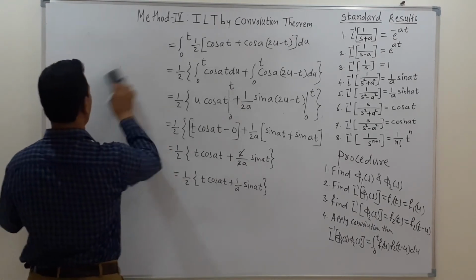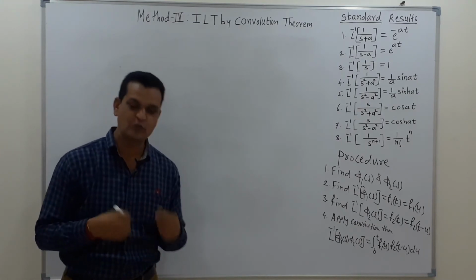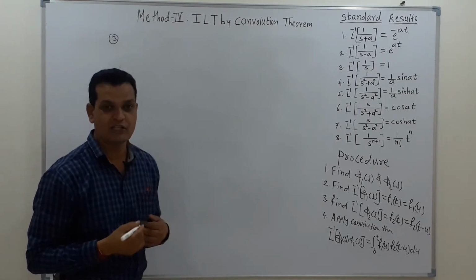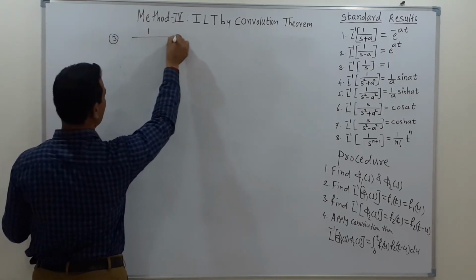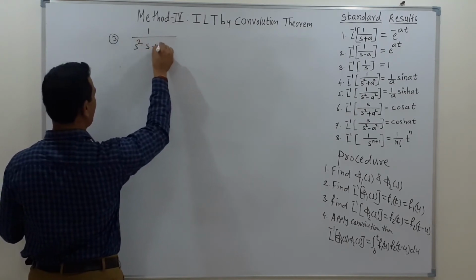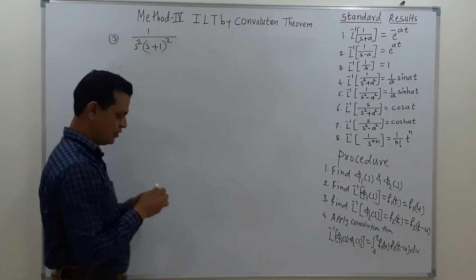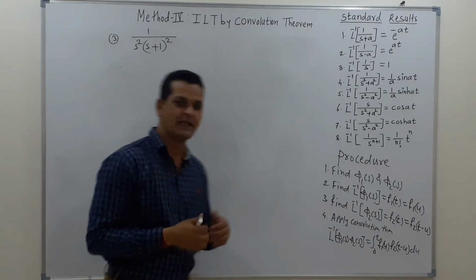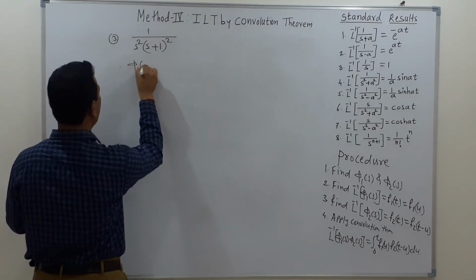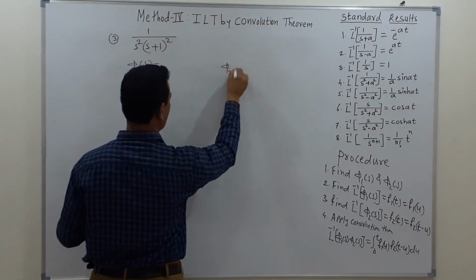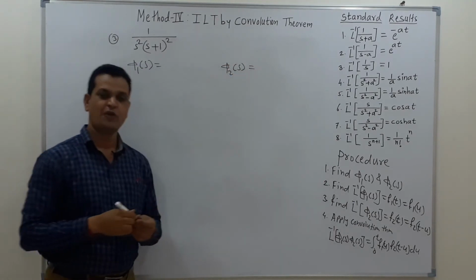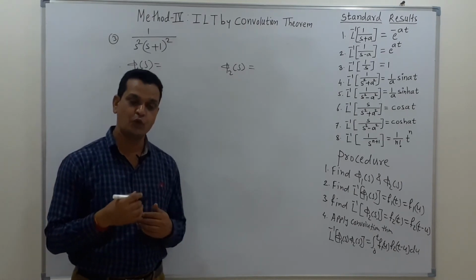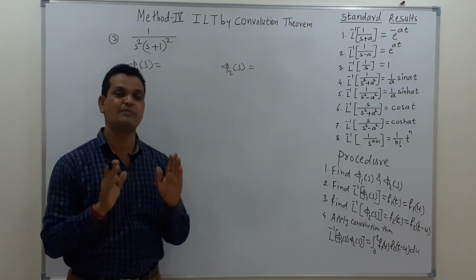Now the third example is to find the inverse Laplace transformation by the convolution theorem of 1 upon s square into s plus 1 its square. We have to solve this example by the convolution theorem. The first step is to find the value of phi 1 and phi 2. Whenever we solve an example based on convolution, choose the value of phi 2 in such a way that the value must be simple.